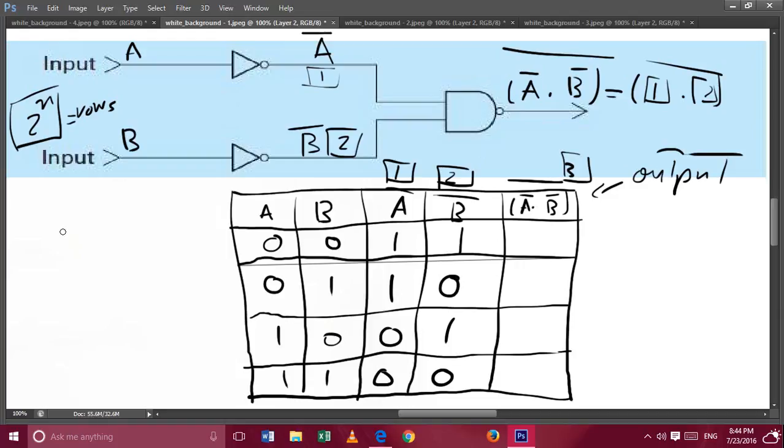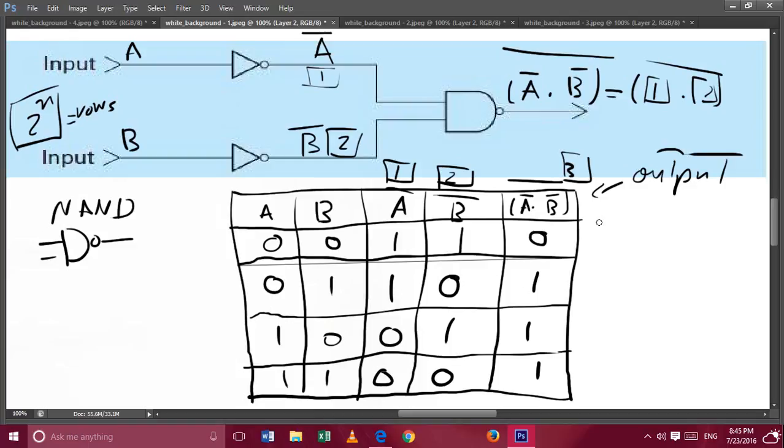Now, to remind you of NAND, this gate gives you out 0 only if all the inputs are 1. So once you get 0 in the input, that puts out 1, right? So it's going to be 0 here, 1, 1, 1. Voila, that's it. We have solved this circuit.